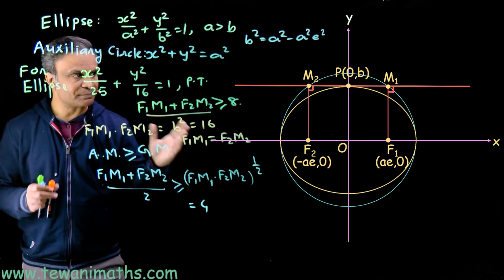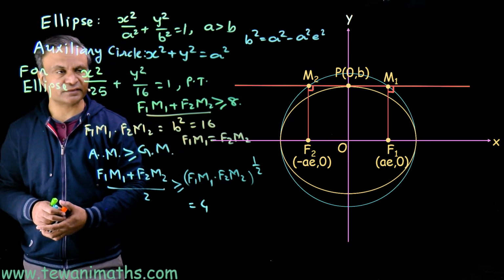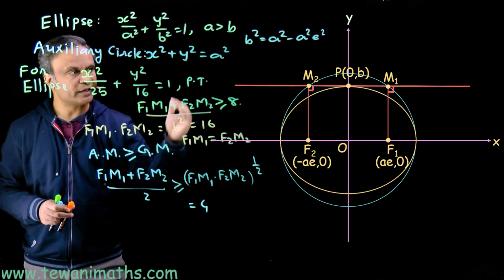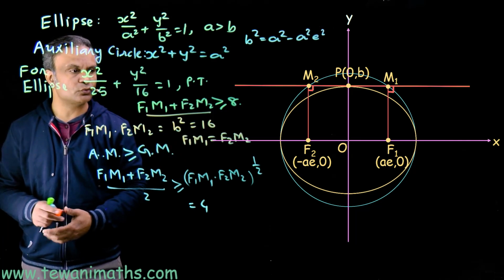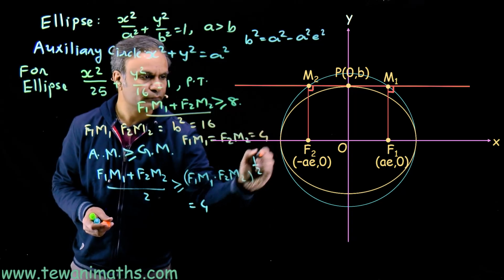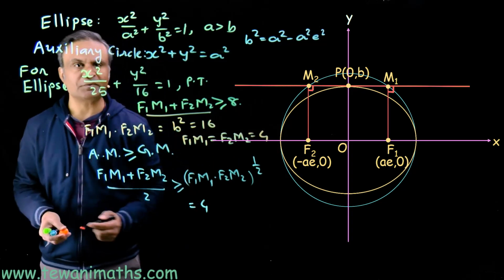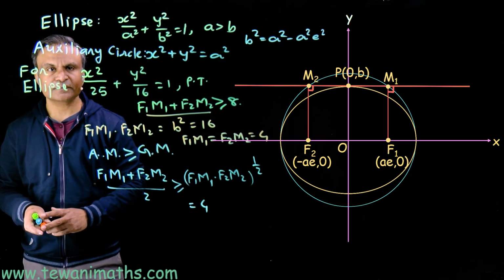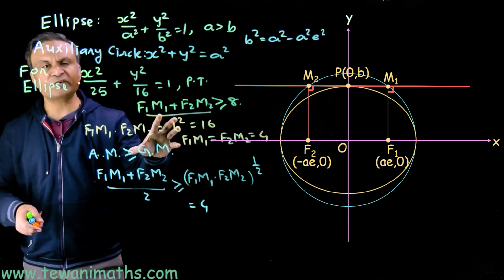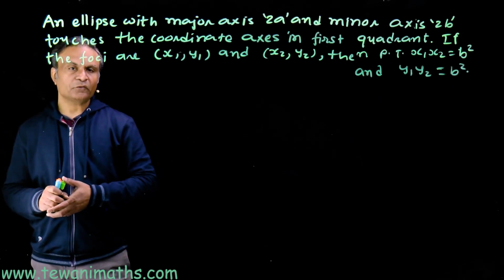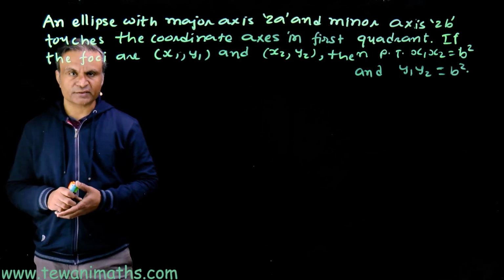This tangent is parallel to the major axis. In that case, we have F1M1 equal to F2M2 equal to b, each value being the semi-minor axis. Okay, let's take one more question on this property. Now we have a very interesting question based on this property.